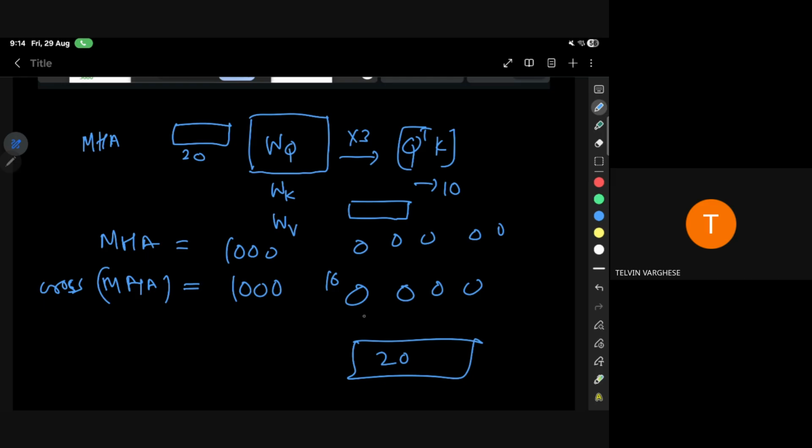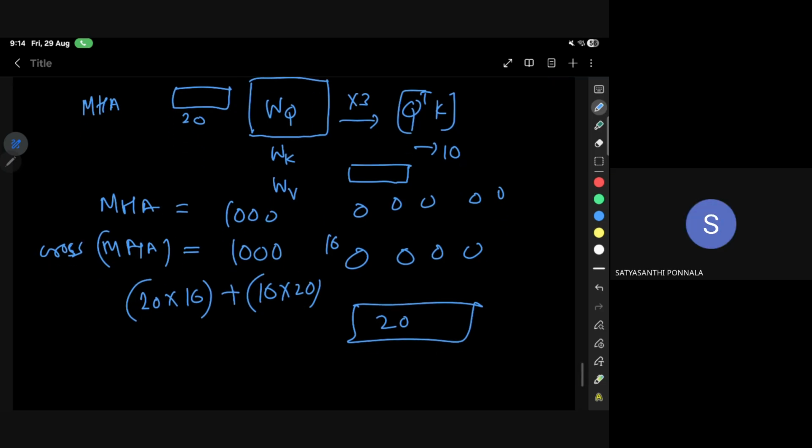So how many parameters are going to be there in this? This is going to be 20 into 16 plus 16 into 20. Or I can do 20 into 16 into 2. That is also okay, right?